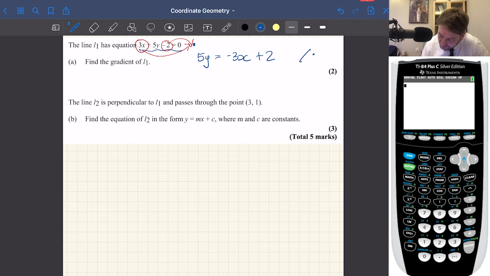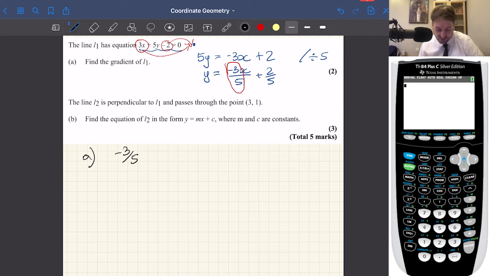Now I divide everything by 5, and I get minus 3x over 5 plus 2 over 5, but I'm interested only in the number in front of x. Minus 3 over 5 is my answer. That's the gradient of L1. Just remember that it's always the number in front of the x as long as y is the subject. Now they say that line L2 is perpendicular to L1 and passes through the point 3, 1.